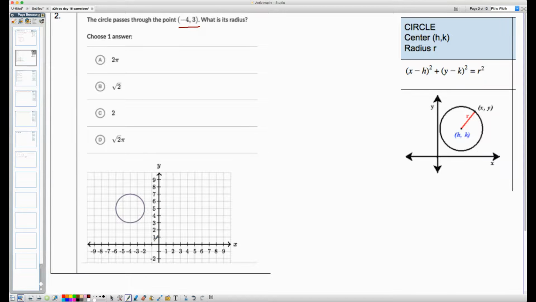This point, negative 4, 3, is on the circle. I want to know what the radius is. I have to find the center. The distance is 2.